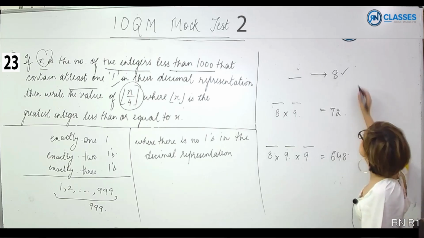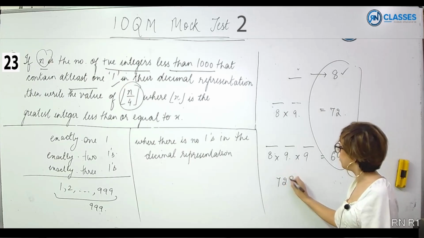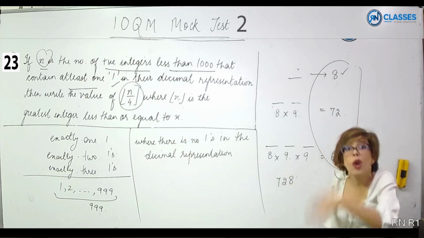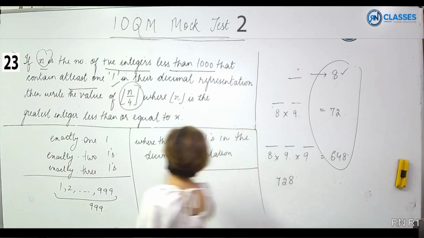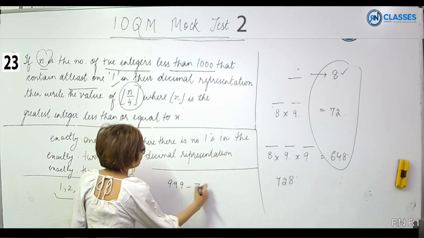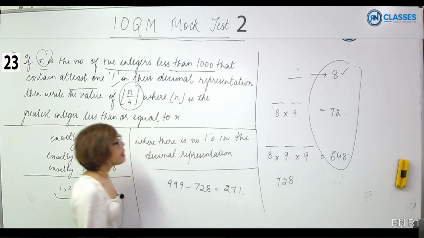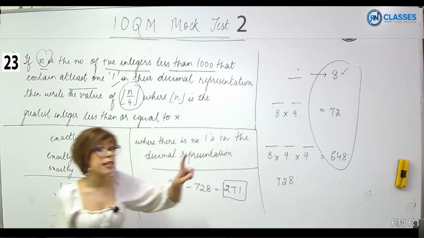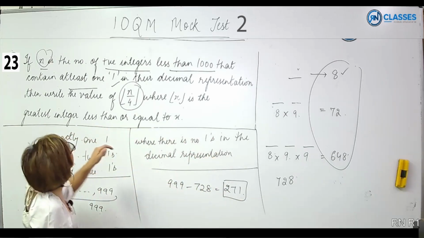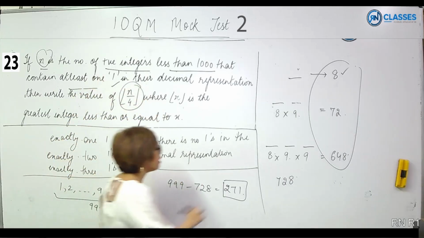Right? So, how many numbers are these? These are in total 728 in number. These are the numbers that I do not want. If I don't want these numbers, I can subtract them from my 999. This will turn out to be 271. That means in total 271 positive integers are there less than 1000 which contain at least one 1. Right? That means n turns out to be 271.